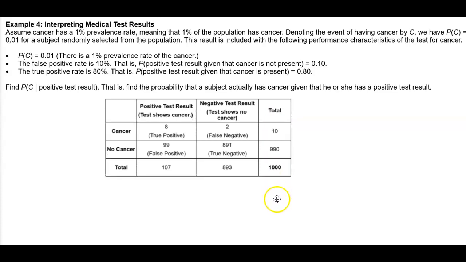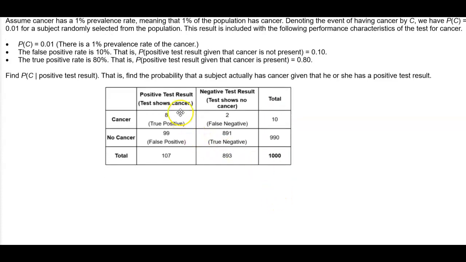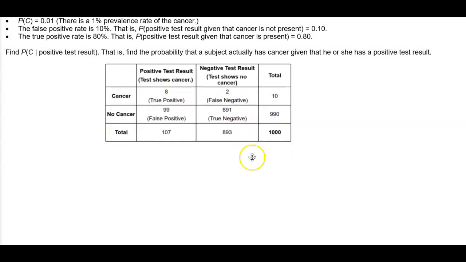So this was our table that we had from the previous example. We had the positive test results, a total of 107: 8 had cancer, 99 had no cancer. Negative test results, we had a total of 893: 2 had cancer, 891 had no cancer. And then there's the total of how many had cancer and how many had no cancer.